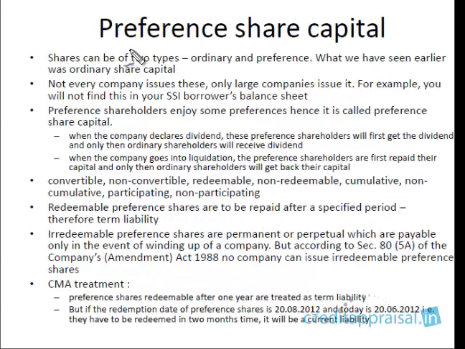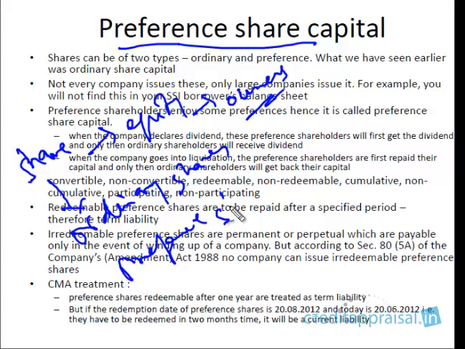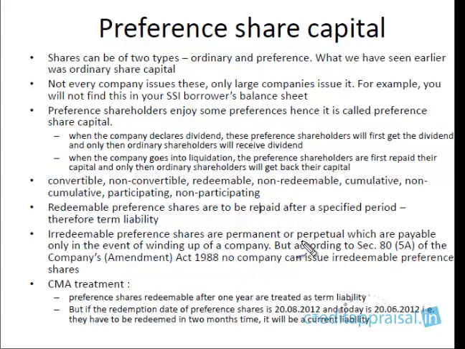Then there is one more instrument called preference share capital. We discussed what a share is, and that equity holders are the owners. They are shareholders, and the shareholders are owners of the company. We can have one more type of shares. These are the ordinary shares, and there are something called preference shares. What does preference mean? Preference means there is some priority here.